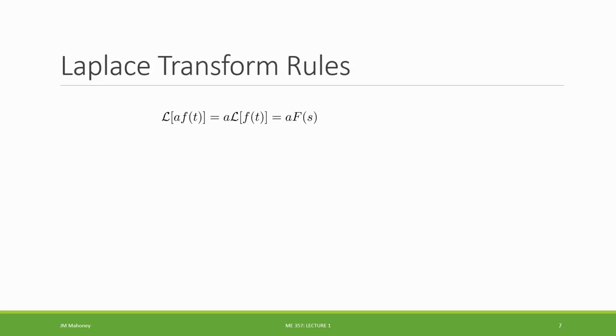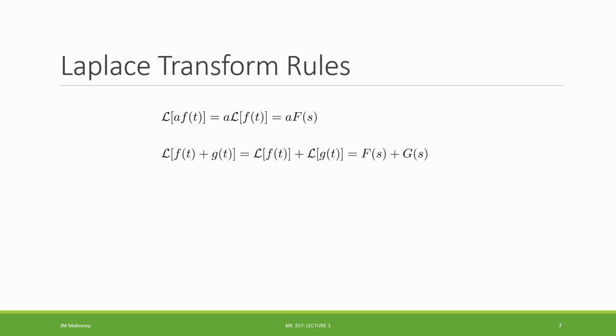So this is also showing that the only things affected by Laplace transforms are functions of time. F of t is a function of time. I cannot pull it out. A, if it's a constant, is not a function of time. It is not affected by that Laplace transform.